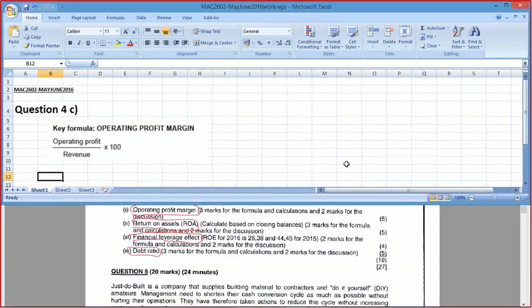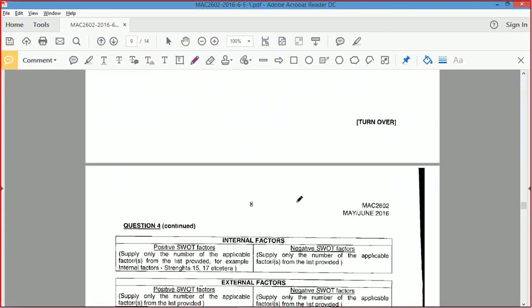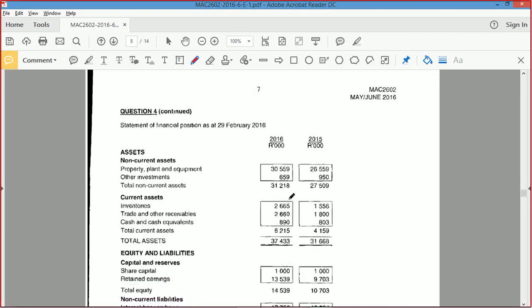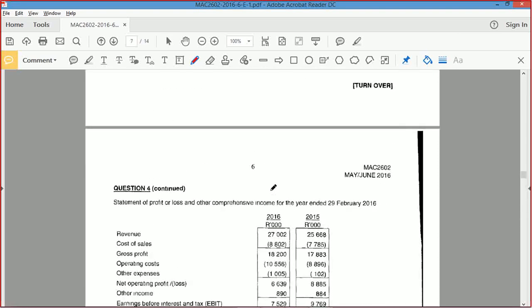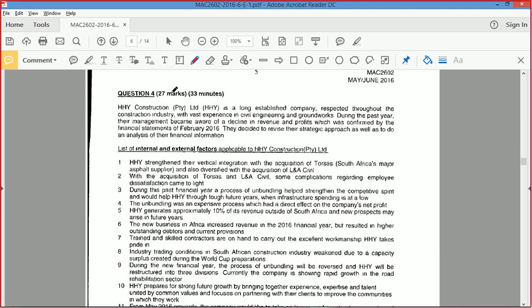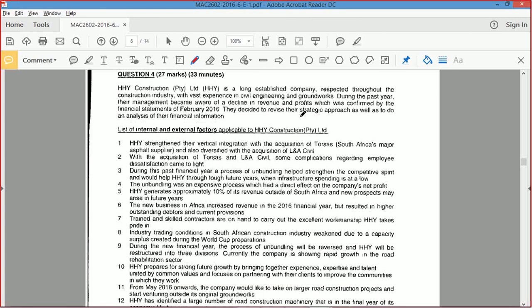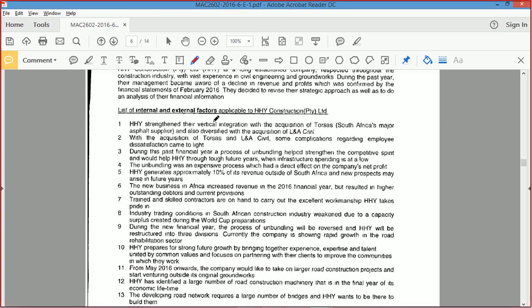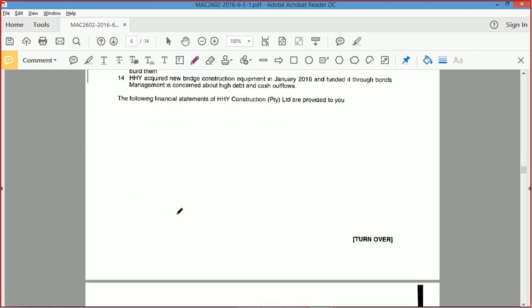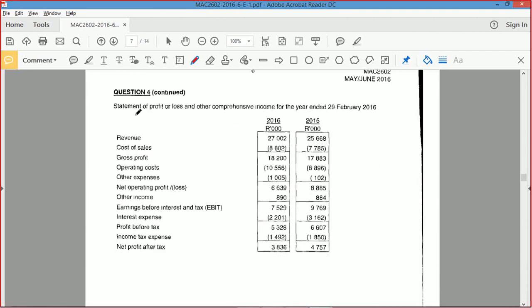Right, so now what do I do? I'm going to shrink this and then put this up. Let's go and find the operating profit. Okay, that's the continuation. Question 4 starts here. 27 marks, 33 minutes. They've given you HHY construction, then a list of internal and external factors. We don't need this for the accounting ratios, so I'm not going to worry about this now. I'll worry about it later when I look at the theory.